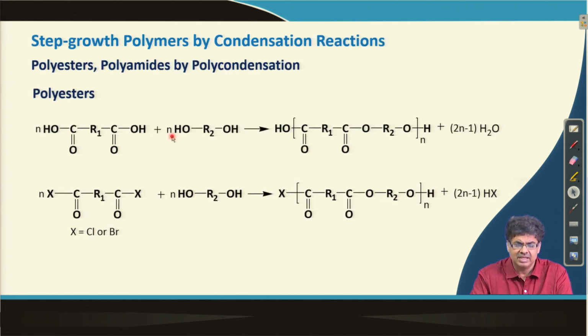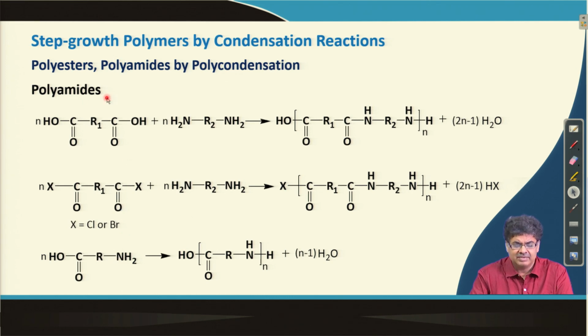Some examples of polymers and step growth polymer processes, general classes. So, this is an example of polyester, where we take a diacid and a dialcohol, and this is the ester group in the polymer. Similarly, we can make polyester using acid halides reacting with dialcohol.